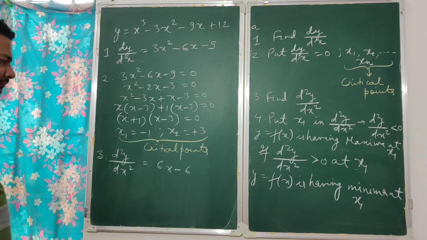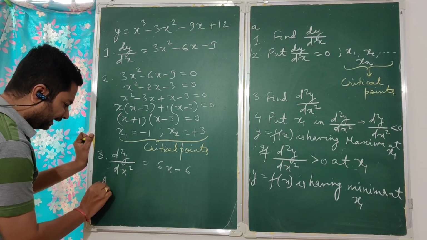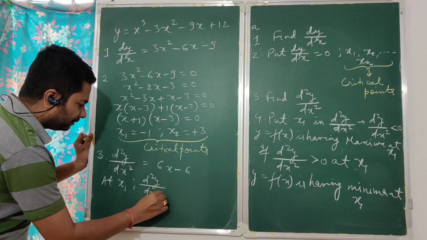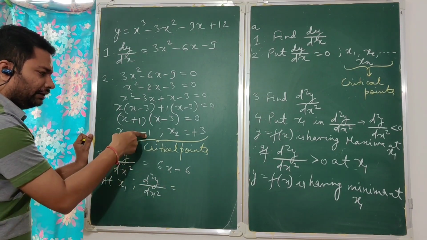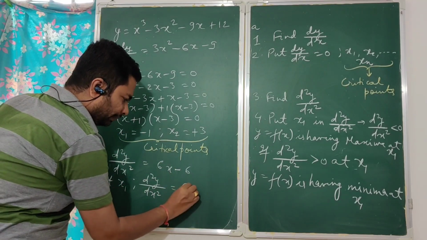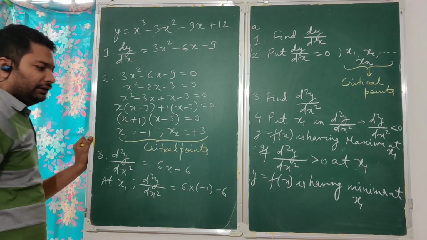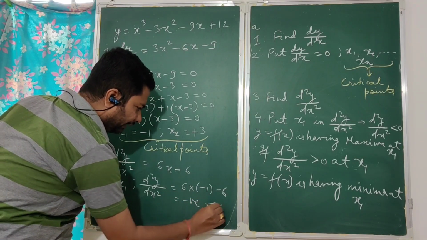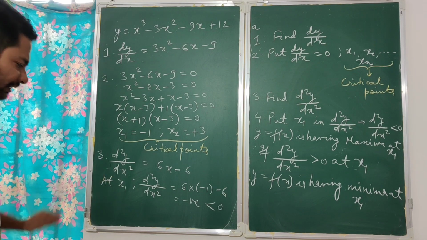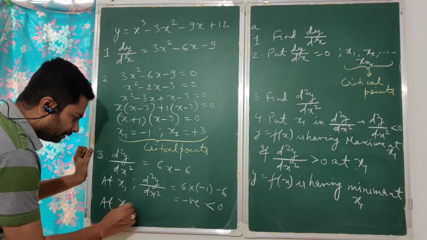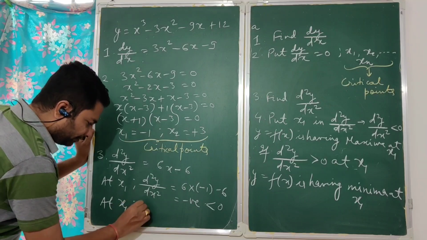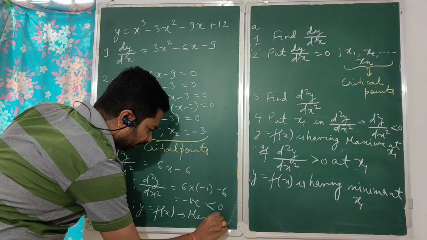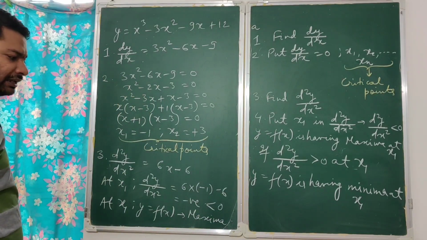Now we will check. So at x1, what is happening? d square y by dx square is 6 into x1, what is x1? Minus 1. So 6 into minus 1 minus 6. So it is minus 12. So that means it is negative, and this is less than 0. Less than 0 means at x1, this function y is equal to f(x) is having maximum value. It is having maximum. Correct?